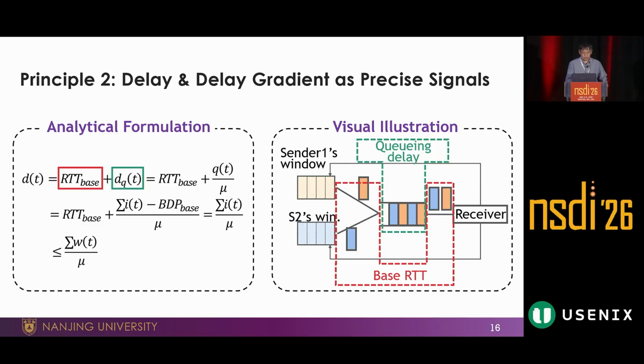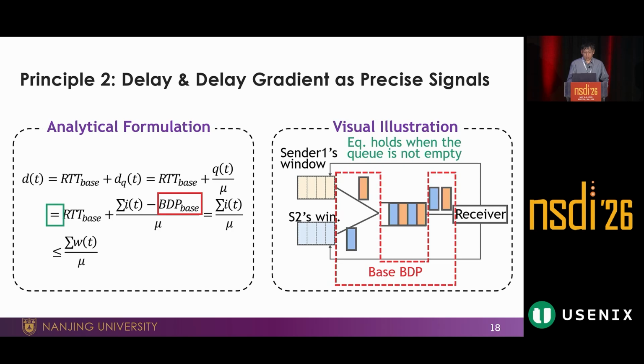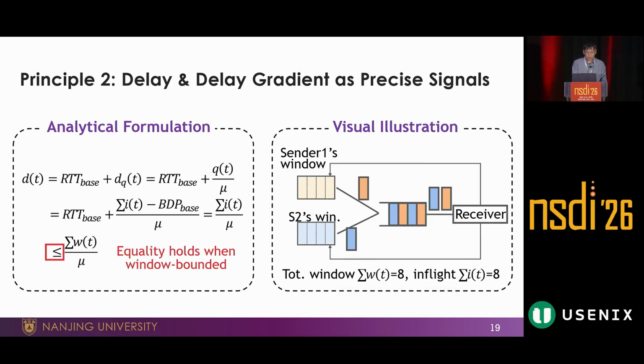You can see this is the RTT. We need a base RTT, and this is the queuing packets. All these details are in our paper. We can see that this equation holds only when the queue is not empty, and when the flows are window bounded, we get this final equation: our delay can reflect the window size. This is our observation.